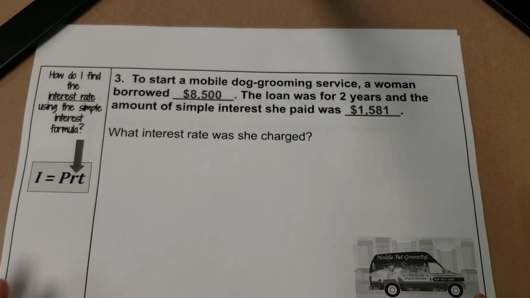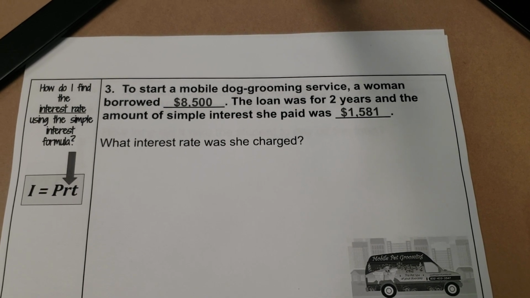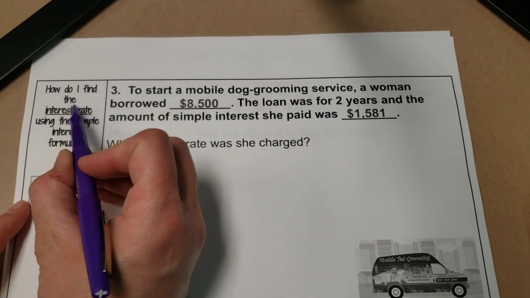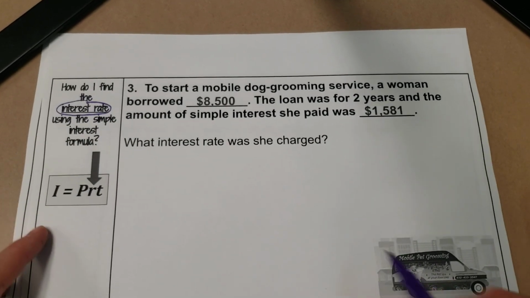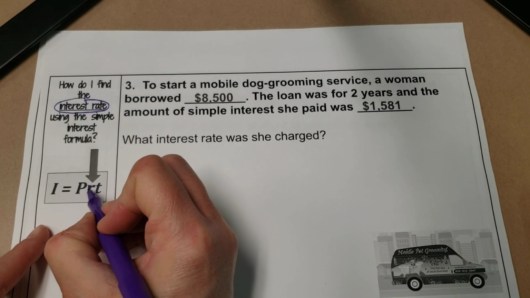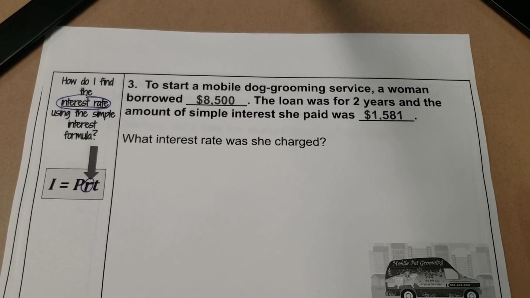All right, let's take a look at example number 3. On this one, it's going to be a little different because the question here says, how do I find the interest rate using simple interest formula. So this time we're going to be figuring out how to find the rate. The rate is what's going to be unknown. So we're going to have to use the formula differently.